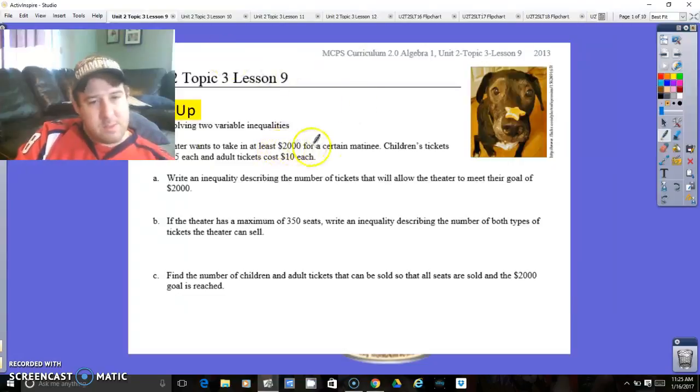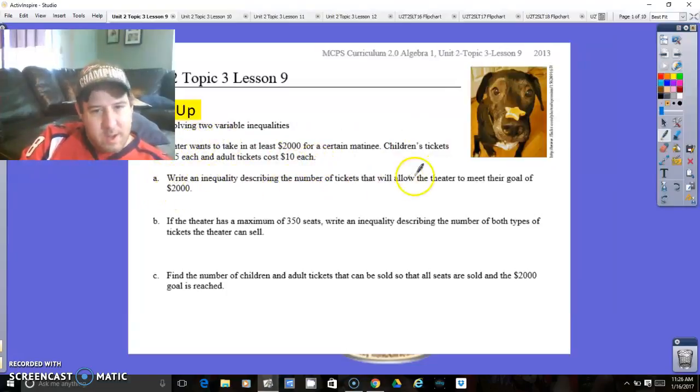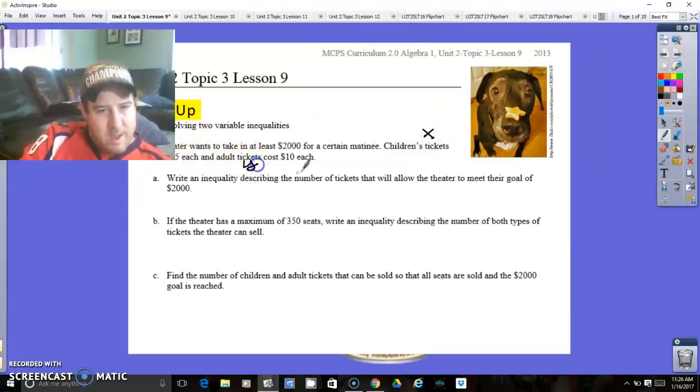Theater wants to make at least $2,000, and children's tickets cost $5 and adult tickets cost $10. Write an inequality that represents the amount of money. Well, I'm going to make children's tickets X and adult tickets Y. So that means $5 per child ticket plus $10 per adult ticket has to be at least $2,000.